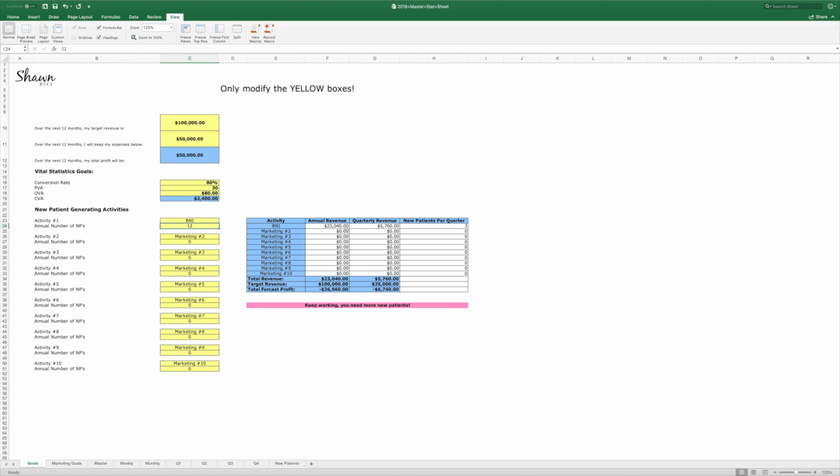Marketing number 2, maybe we say internal referrals. And maybe we want to get much more. Maybe we want to get 2 a month. 24. There you go. At 24 with these numbers, it's generating your annual revenue. So you need to look at the marketing efforts you're putting out and fill out these boxes.